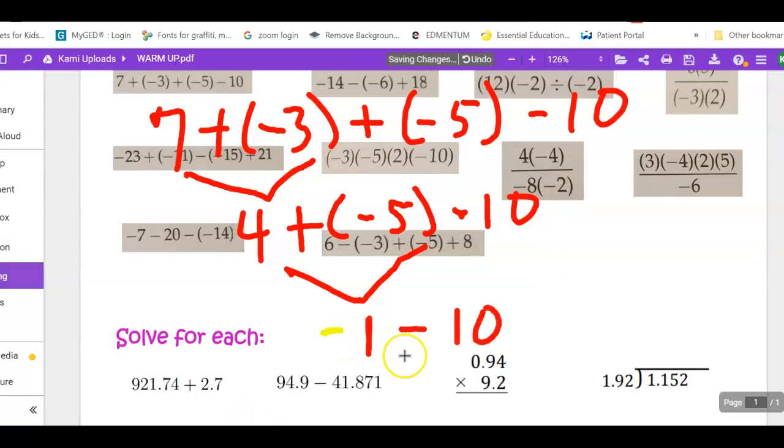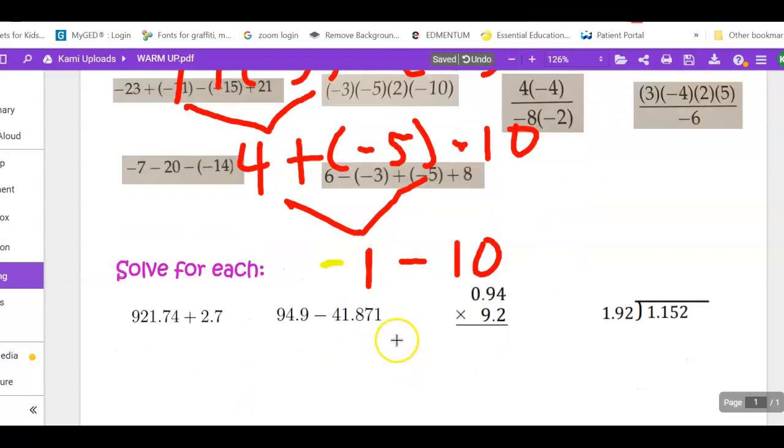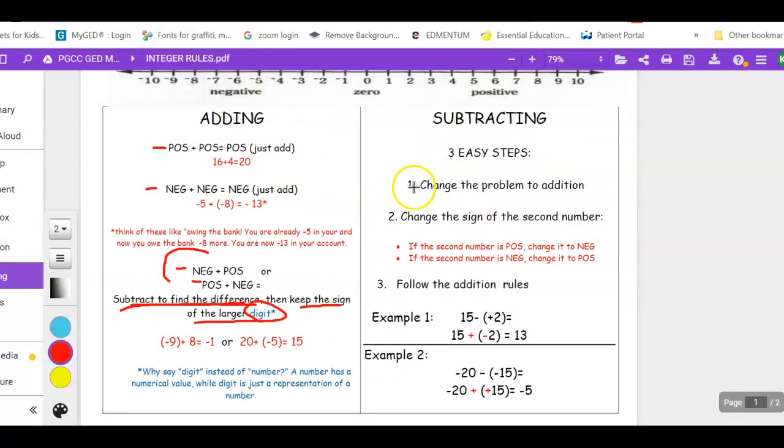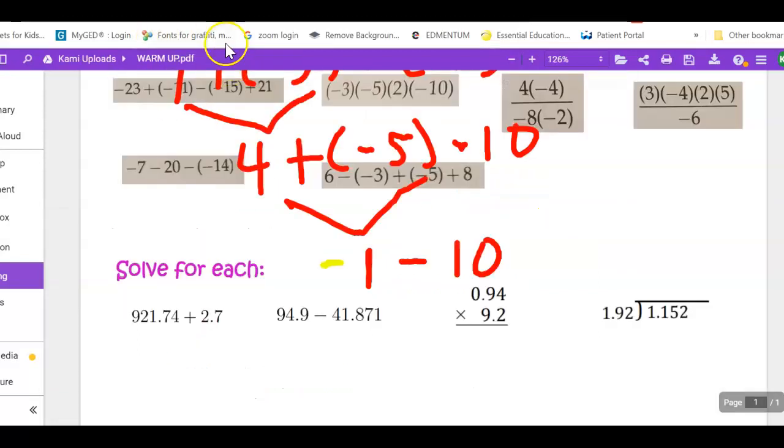This is a subtraction problem. Remember, think of everything as subtraction. What do we do with our subtraction rules? I have a -1 -10. Go back, look at your subtraction rules. Step 1, change the problem to addition. Okay, if I change it to addition, it's going to be this.